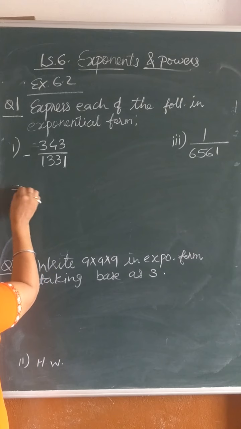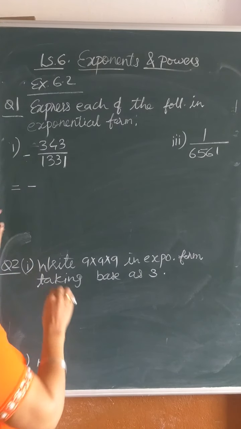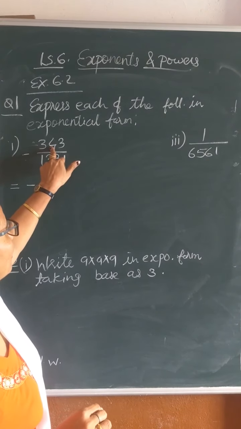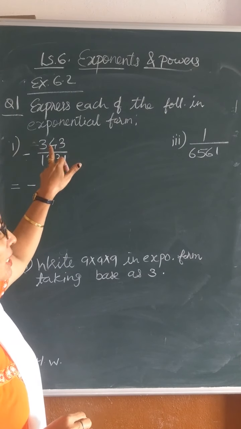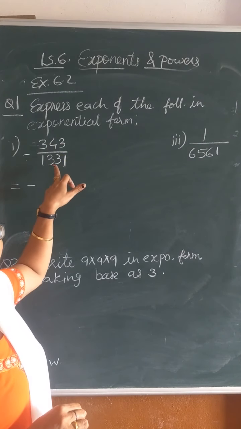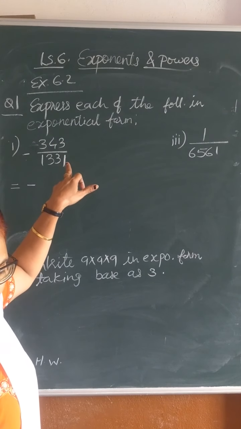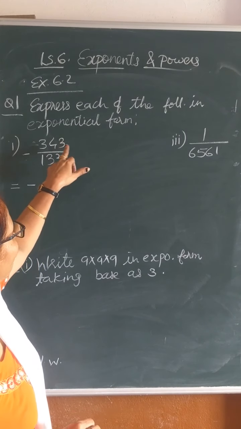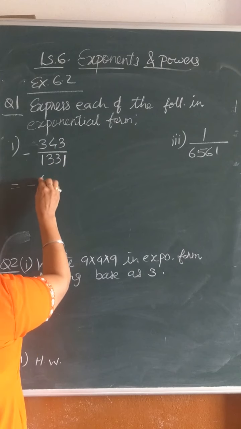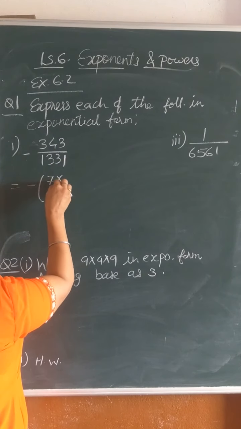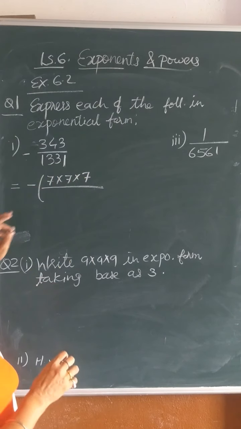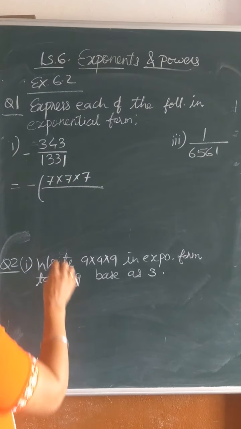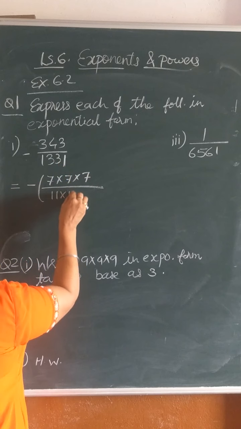Okay, so see, the minus sign stays as it is. Now you have to find the factors. To write in exponential form, you have to find the factors of 343 as well as the factors of 1331. When you find the factors of 343, here I am writing directly, you are getting 7 into 7 into 7, 3 times. And when you find the factors of 1331, you are getting 11, 3 times.